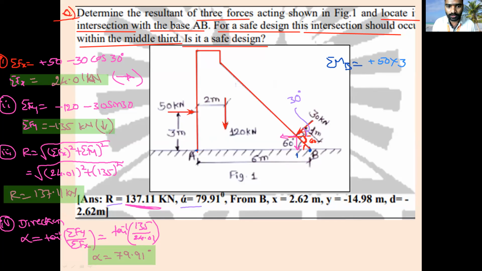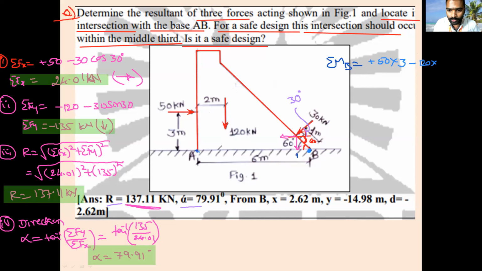Then consider only this vertical force, the 120 kilonewton force, with no other force. It is producing rotation like this. Is the dam rotating clockwise or anti-clockwise? Anti-clockwise. Fixing this point and applying this force, the dam rotates anti-clockwise. That is minus. 120 into what is the distance between these two points? 4 meter.